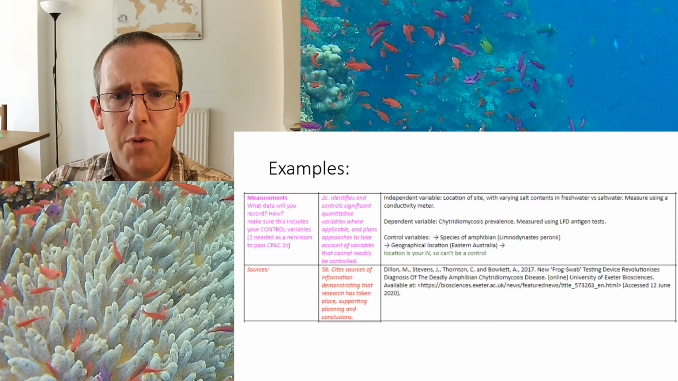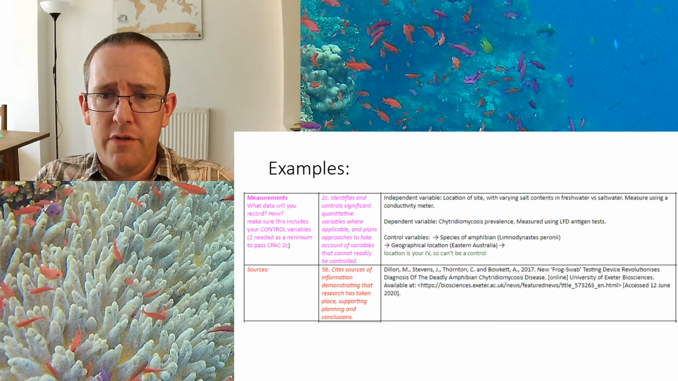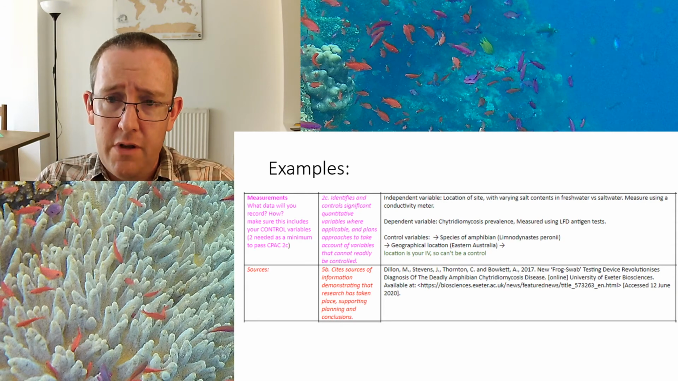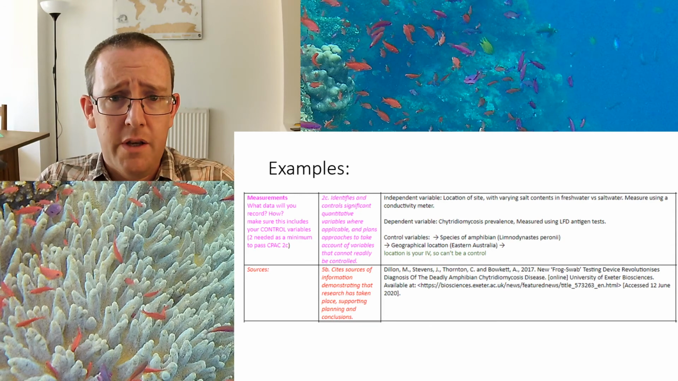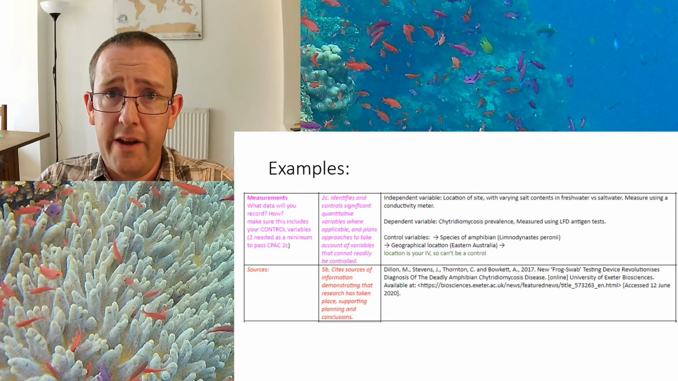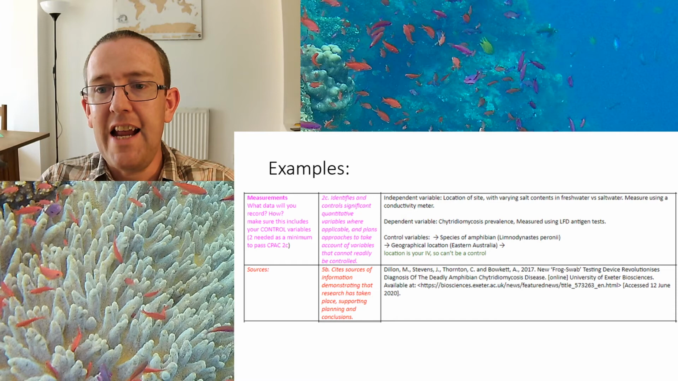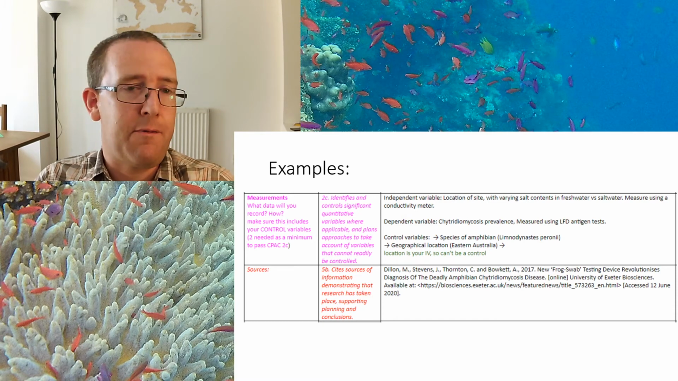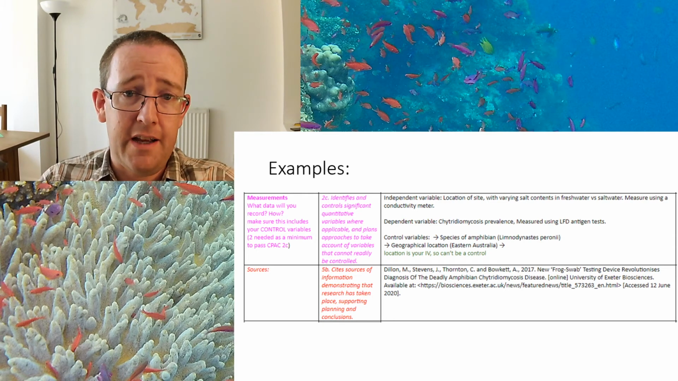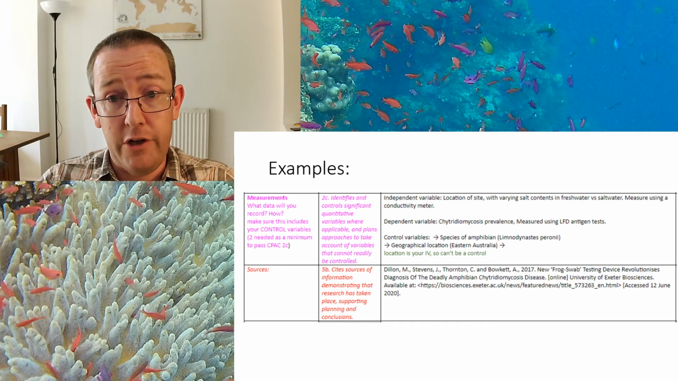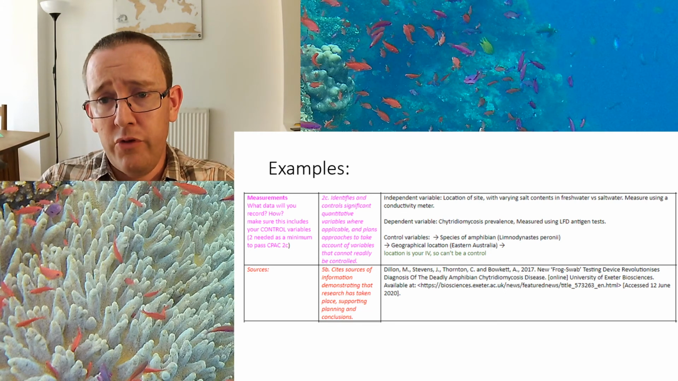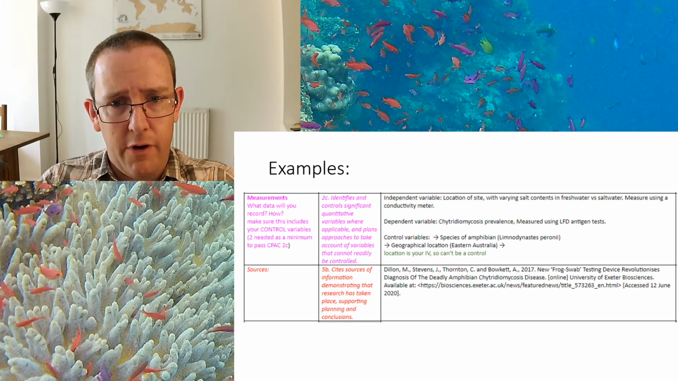Okay, this one here. Independent variable: location of site with varying salt concentrations. Yeah, good. Salt versus freshwater. Measuring with a conductivity meter, like that. Nice and specific. Well done. Dependent variable, the prevalence measured using LFD antigen tests. Fancy lab work. Like that idea an awful lot. That's very good. Control variables: species of amphibian. Fine. Geographical location, Eastern Australia.